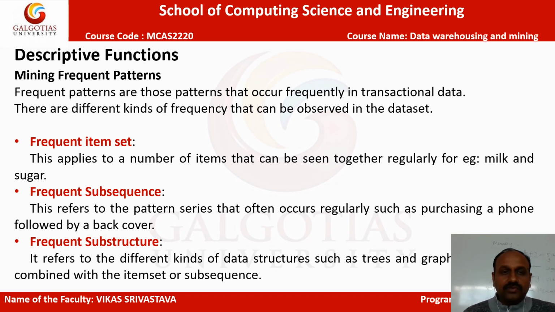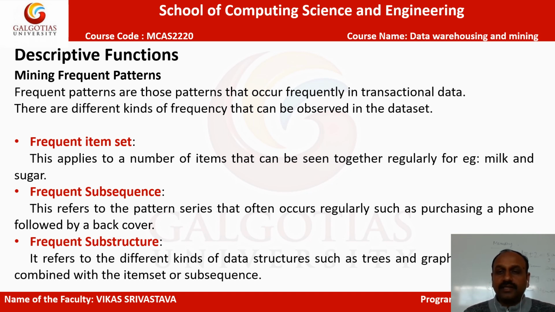Descriptive function is also described in mining frequent patterns. So what are mining frequent patterns? It is how an item is occurring, the saleable item or the data occurring in transactional mode. So there are different kinds of frequency systems which you can observe. One is frequent item set, frequent subsequences, and substructure. The frequent item set applies to a number of items that can be seen together.